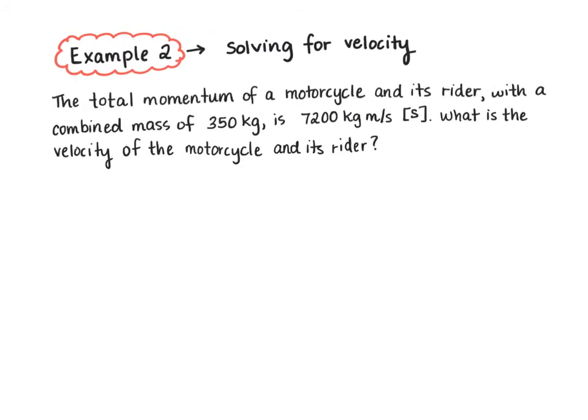In the next example, we'll be solving for the velocity of an object given its momentum and mass. So here we have momentum, 7,200 kilogram meters per second south. So we have a direction, we have the correct units, that is our momentum. We also have a mass, 350 kilograms.